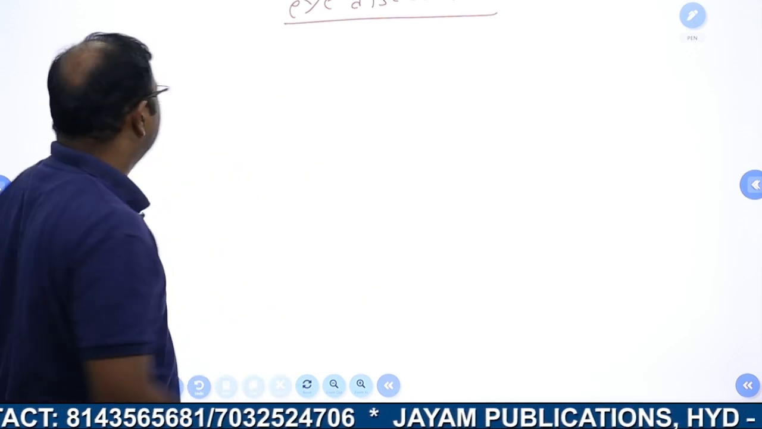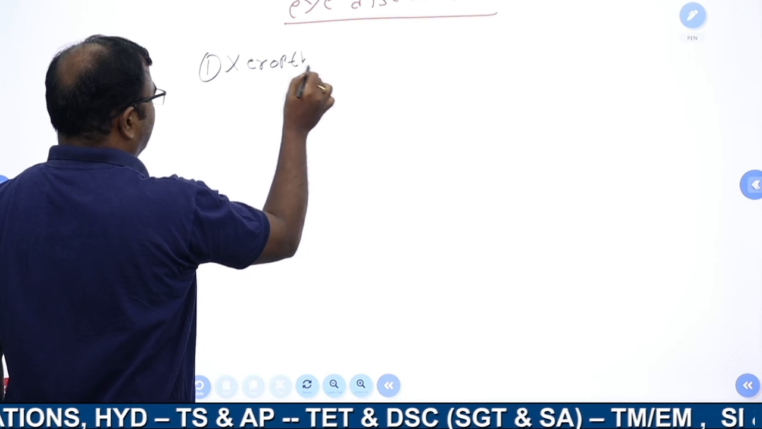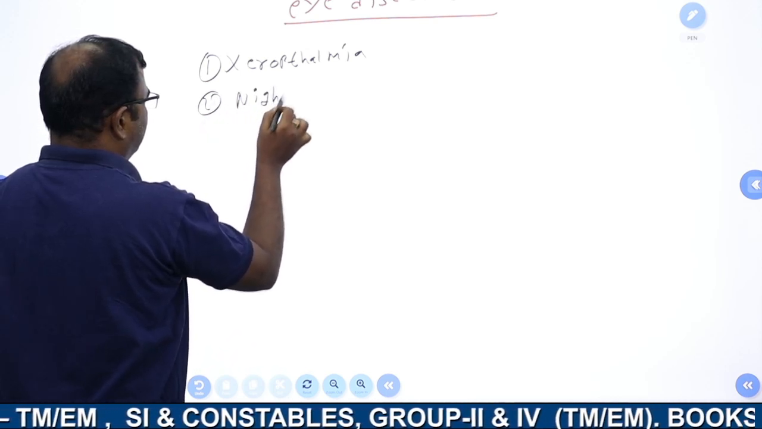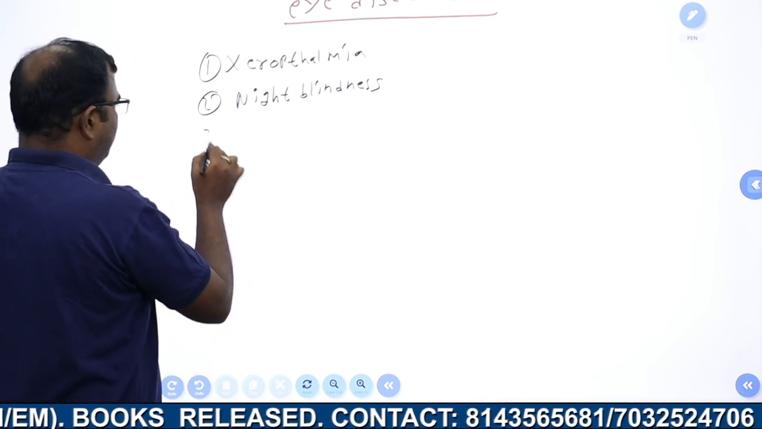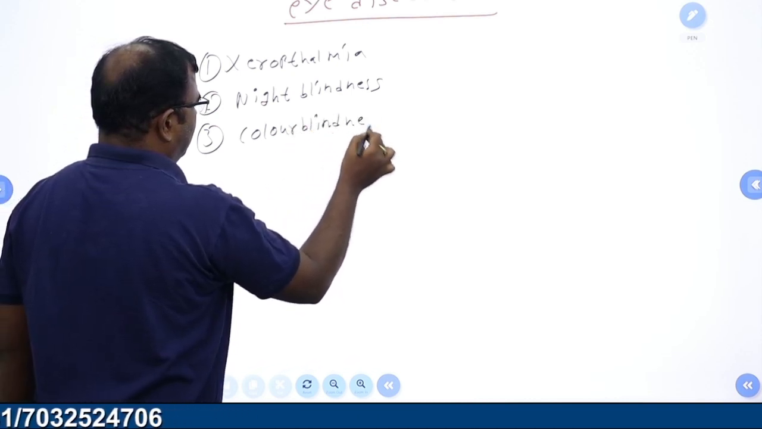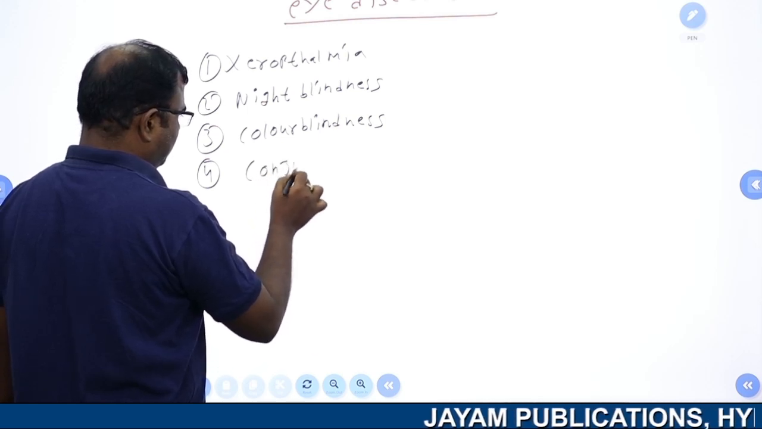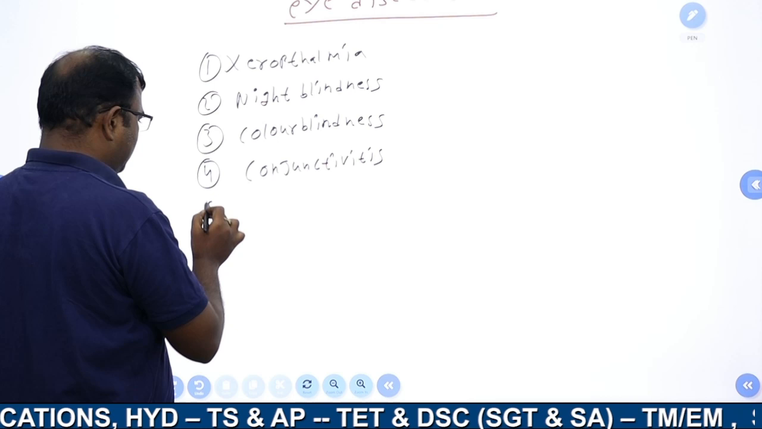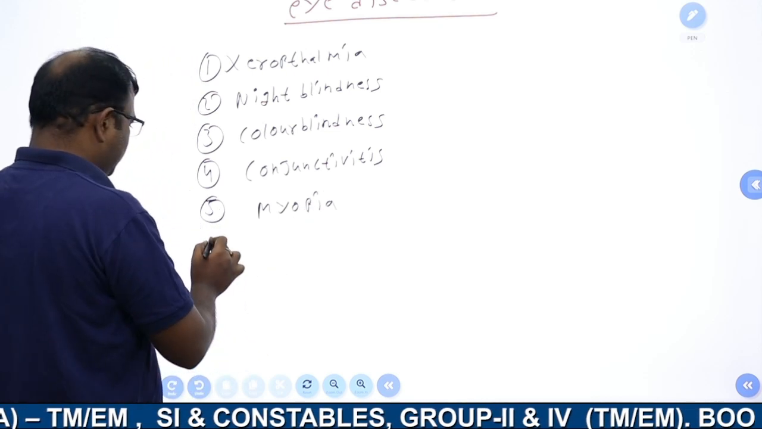What are the eye diseases? The first one, giraffophthalmia. The second one, night blindness. The third one, color blindness. Fourth one, conjunctivitis. Fifth one, myopia.